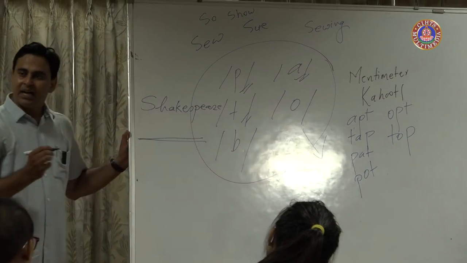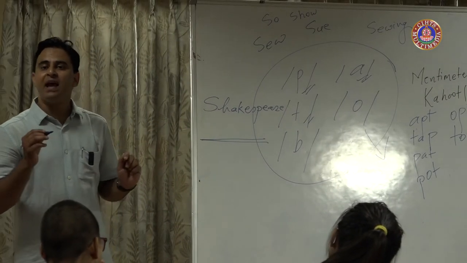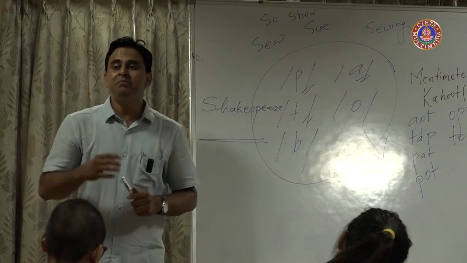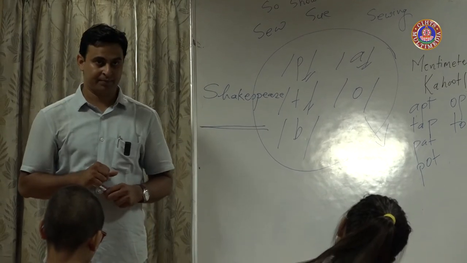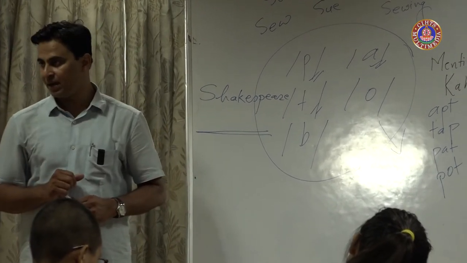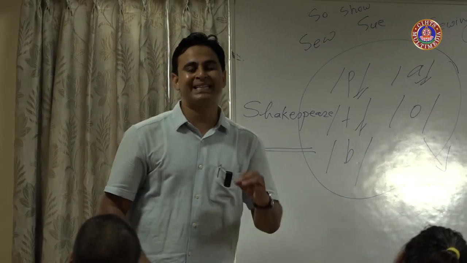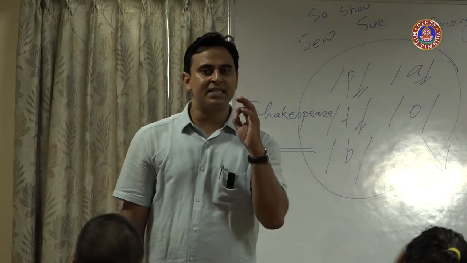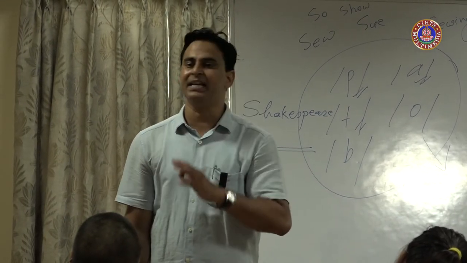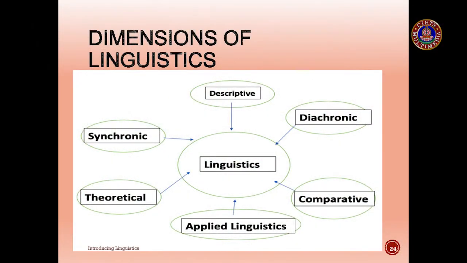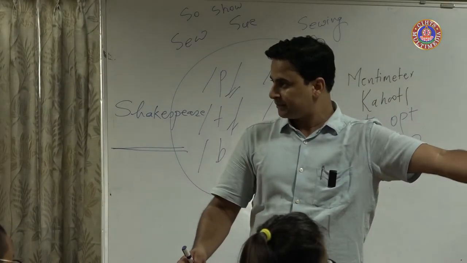If I say that you have to do an MPhil on William Shakespeare's English, now there can be two kinds of topic. एक आप अपने टॉपिक का नाम दे सकते हैं द सिंक्रोनिक स्टडी ऑफ विलियम शेक्सपियर्स प्लेज. दूसरा नाम आप दे सकते हैं द डायक्रोनिक स्टडी ऑफ विलियम शेक्सपियर्स प्लेज. तीसरा नाम आप दे सकते हैं द कंपेरेटिव स्टडी ऑफ विलियम शेक्सपियर एंड सम अदर ऑथर.